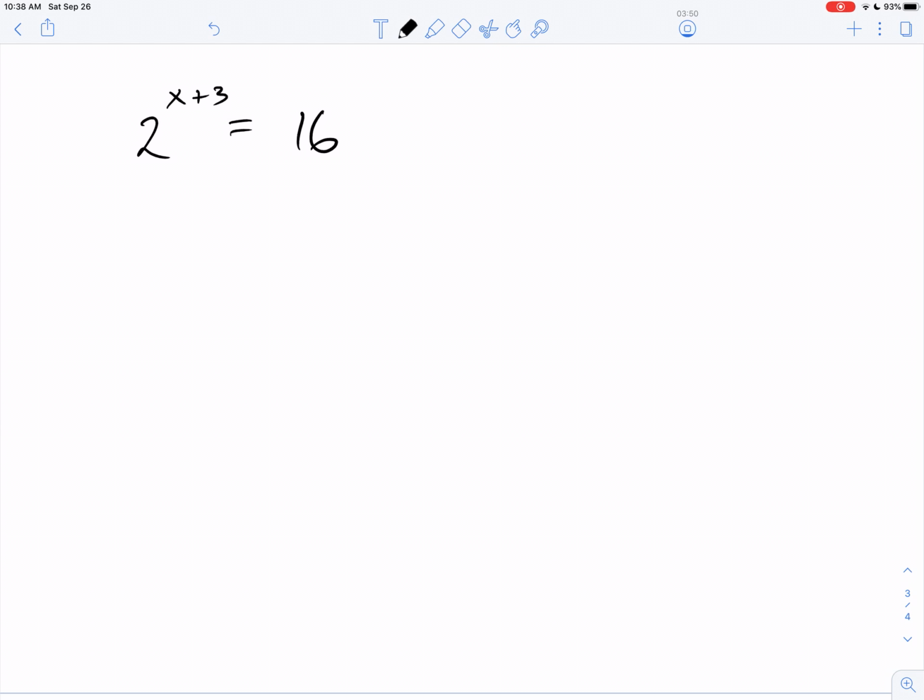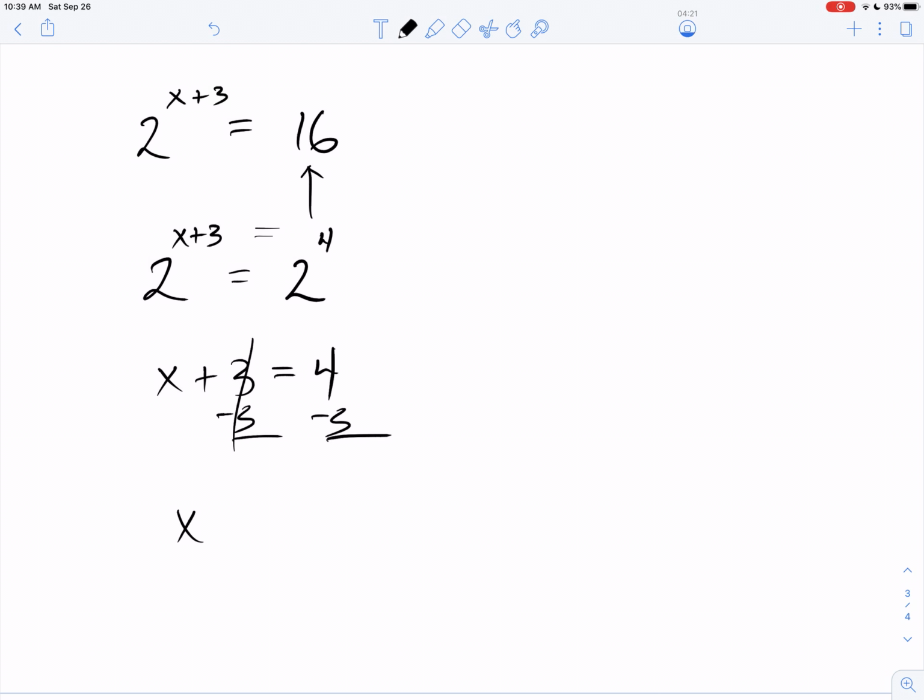So here we go. 2 to the x plus 3 equals 16. Well, play around with it on your calculator. If you are not familiar with this, it is 2 to the fourth power. 2 times 2 times 2 times 2, 4 times, you get 16. So once I do that, I could say, hey, let's make these powers equal. And this one, I don't really even have to think too hard. I move the 3 to the other side, and my answer is x equals 1.